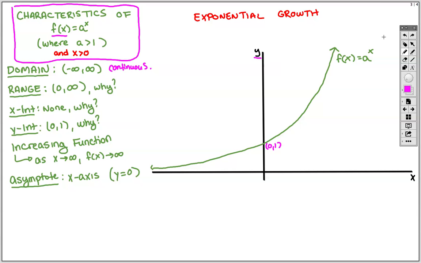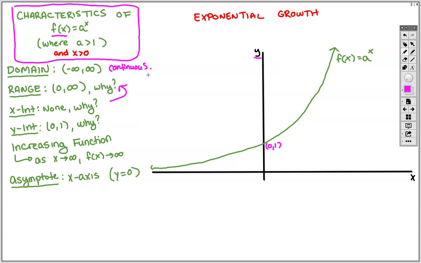The x-intercept, it doesn't have any. Why? Well, this goes back to what we just said. The y value never hits 0. So let's recall what an x-intercept is. The x-intercept is the value of x when y equals 0. Well, y is never 0, ever. So there's no x-intercept, of course.